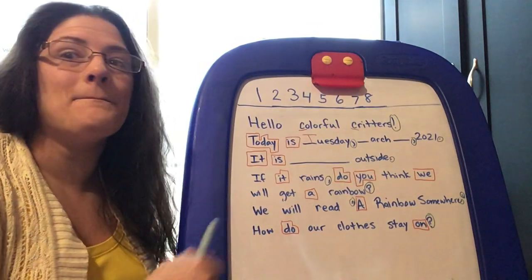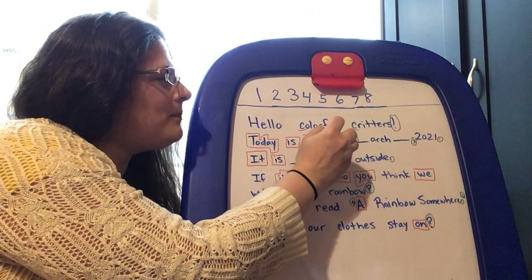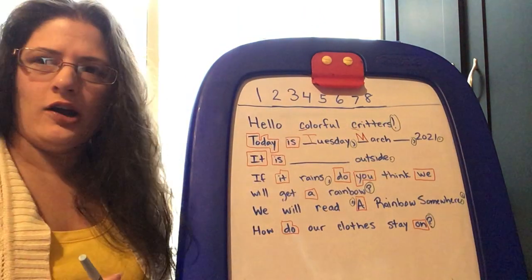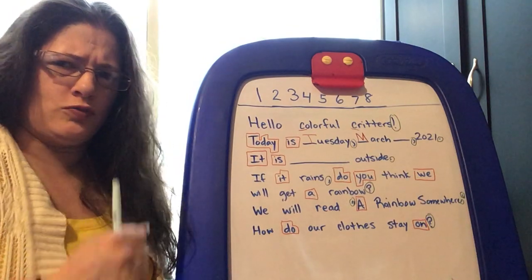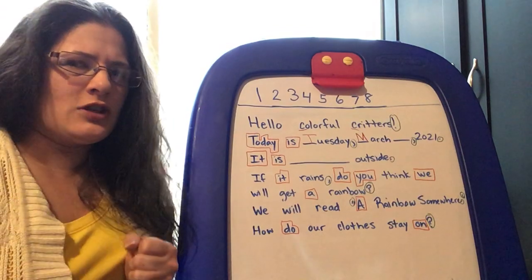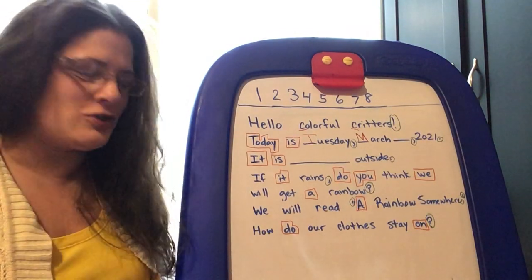And our new month is March. January, February, March. March starts with an M. We go up, down, up, down. March, March, March is the month.